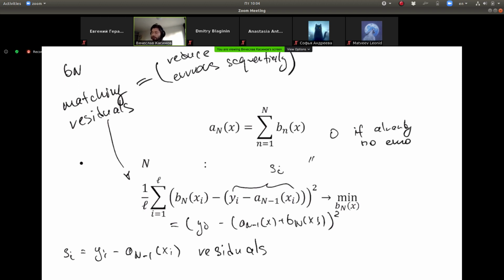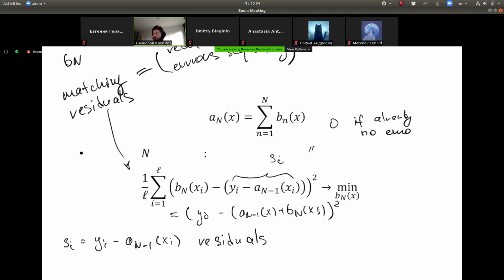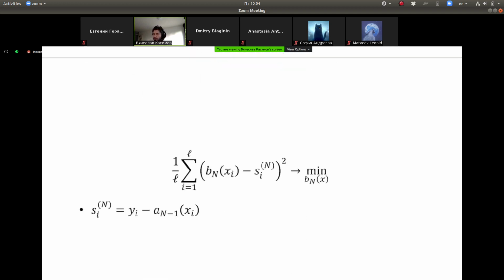Okay, what I would like to emphasize, which is quite obvious, is that when we learn a new algorithm, it should not only reduce errors where we have them, but also not introduce new ones where we already don't have them.